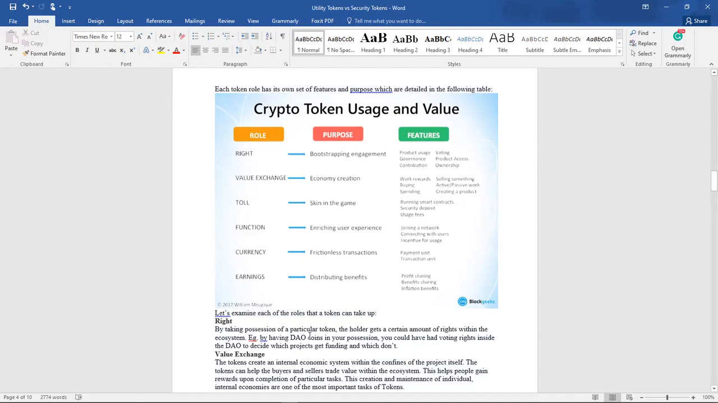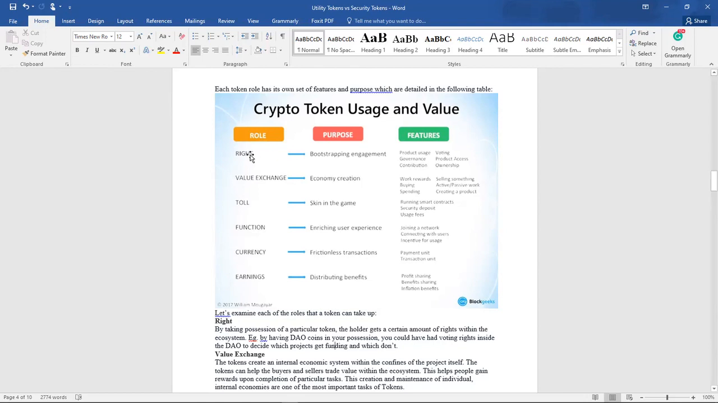Then we have the value exchange, and as you can see, we have seen the purpose and also the feature. So as I've said, without one of the tenets or elements, we don't have a complete token. You have rights, that is the first role of the coin, whether it's a coin for governance or voting or accessing a product.